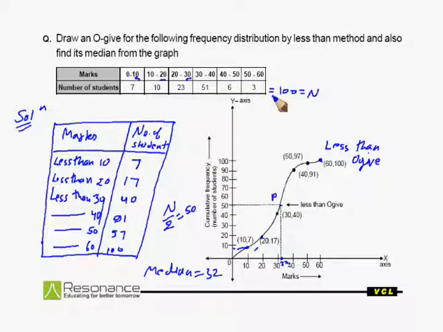Now as the number of students is 100, we have to find n by 2, that is 50. From 50 we draw a line parallel to the x-axis. This line intersects the graph at P. Now from P we draw a line parallel to the y-axis. Now this line intersects the x-axis at this point. The value of this point is 32, which represents the median. So the median of the given information is 32.